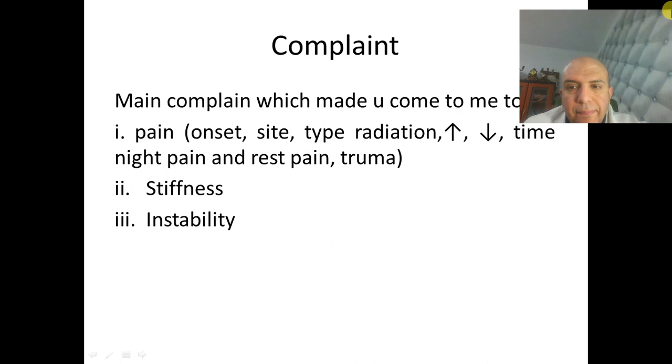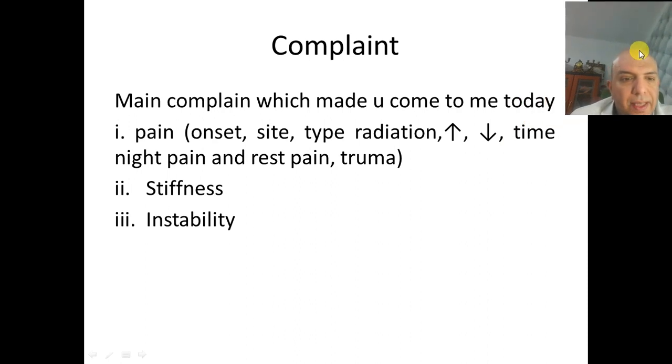The main complaint. Four main complaints: pain with stiffness, instability and deformity. Actually, deformity appears in the scapula itself, but in the shoulder, in the form of swelling, it is very difficult to detect. Swelling can be detected in the knee, very difficult in the hip, but here the main complaint is pain and stiffness and instability.